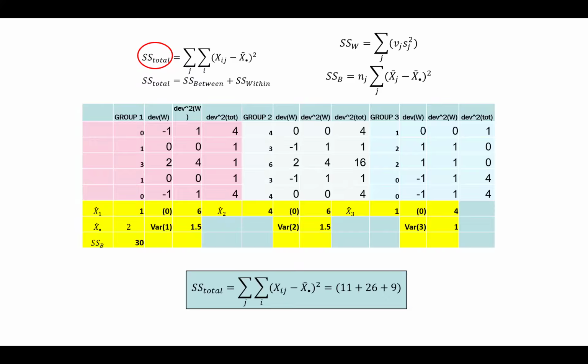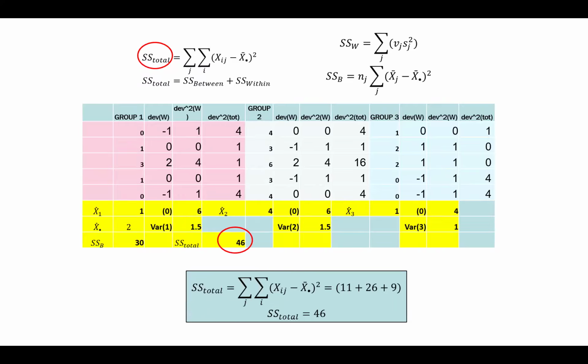my answer is 46. We hope that's right. We hope that's what you get. So now we have sum of squares total and sum of squares between. All you need is sum of squares within.